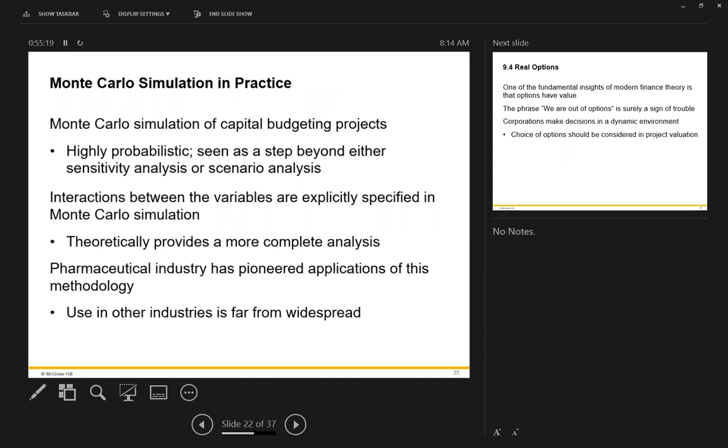So we look at it from a couple different scenarios, and we incorporate sensitivity analysis. And actually, it goes beyond it. It's highly probabilistic. Interactions between the variables are explicitly specified in this type of simulation, so we understand their relationship. If one changes, what happens? Theoretically provides a more complete analysis than maybe sensitivity and scenario analysis. And pharmaceutical industries have used this a lot, and it's starting to become more widespread in others.